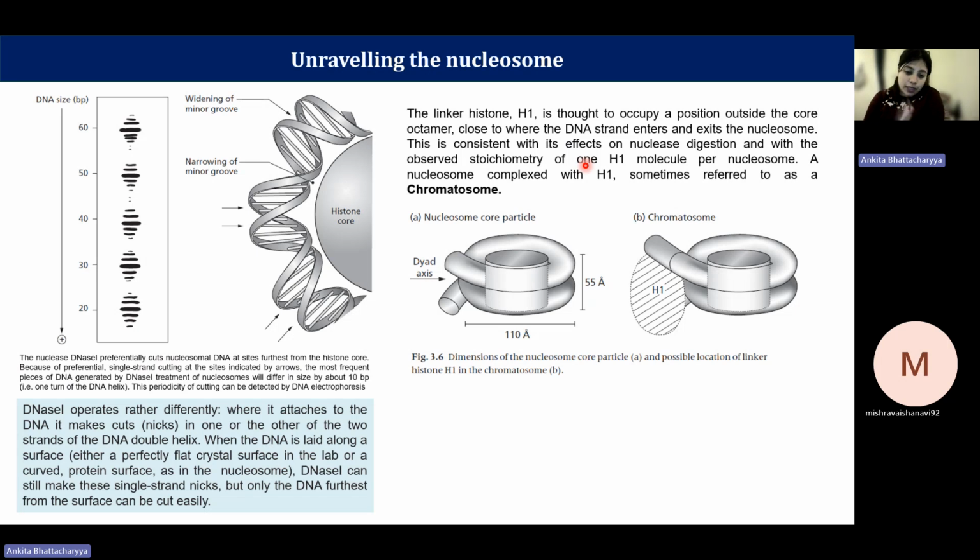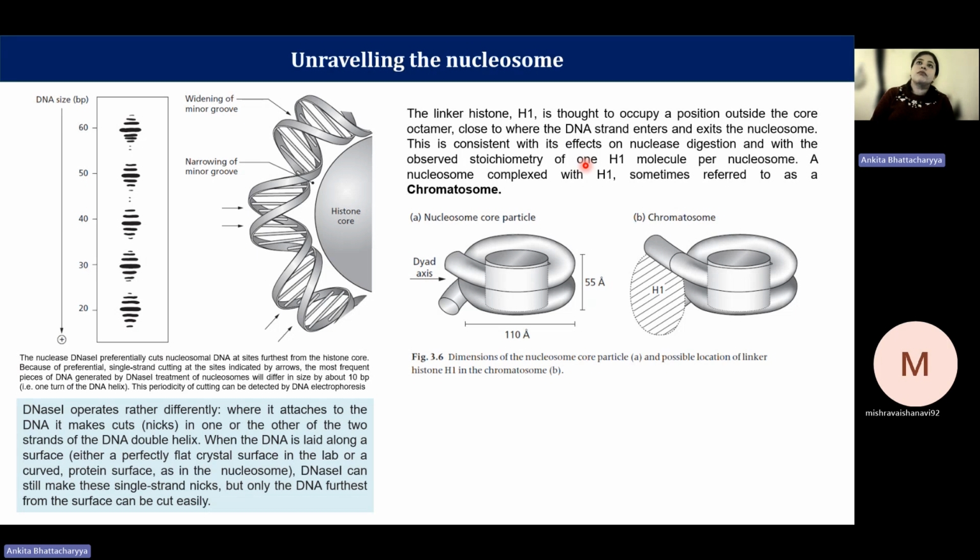That job is often fulfilled by the linker histone H1. So what does it do? After the completion of that nucleosome, it stops or defines the end of the region which will be a part of the nucleosomal DNA. Then there is a linker, then there is another nucleosome, and so on and so forth. This has also been observed in nuclease digestion, with the stoichiometry of one H1 molecule per nucleosome. What does it mean?